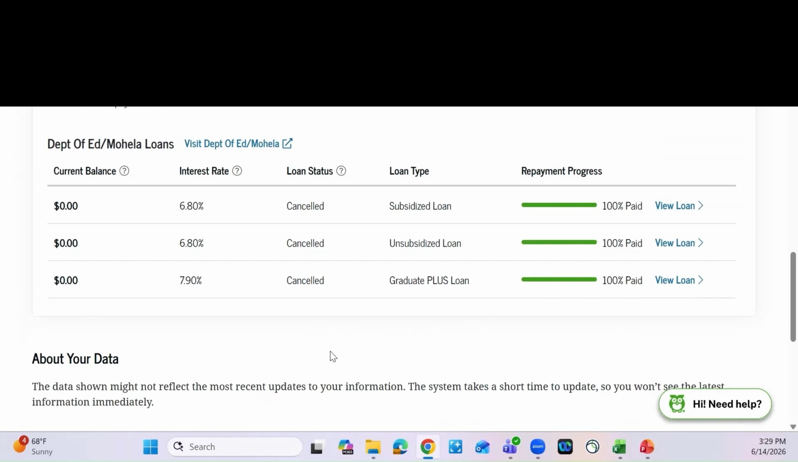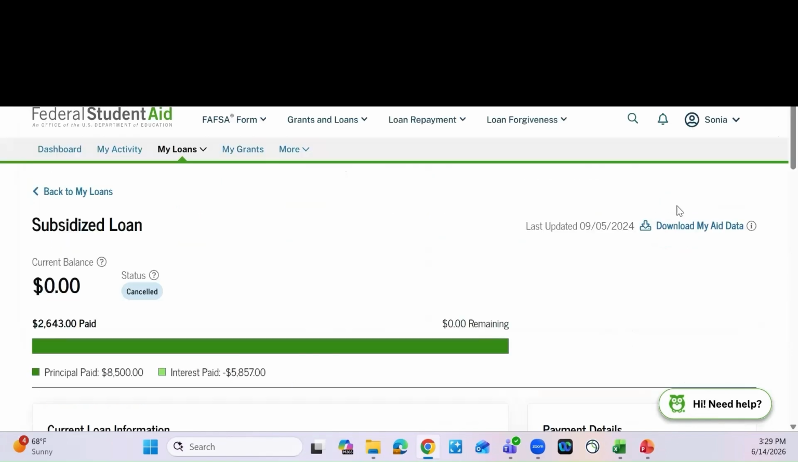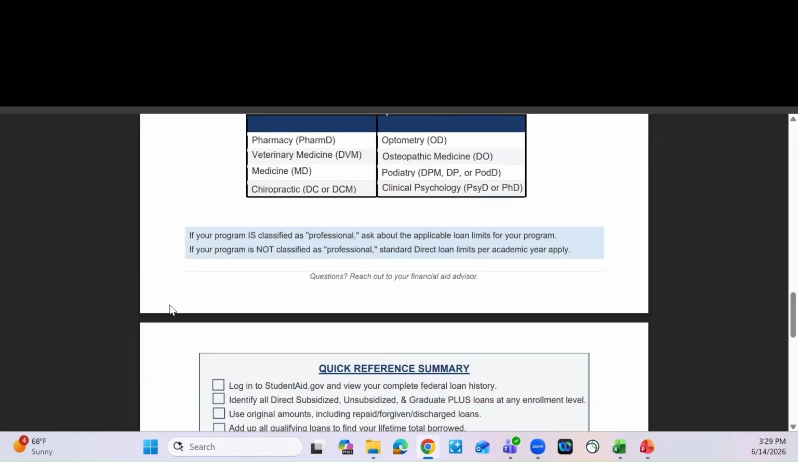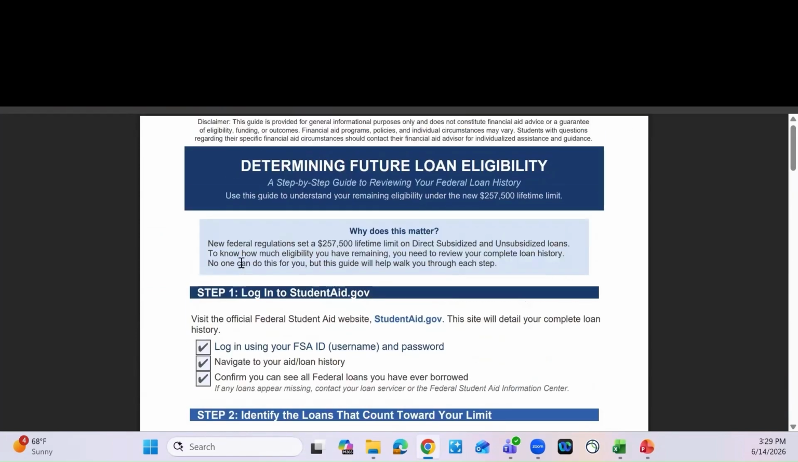When you click on View Loan at each of the rows, it will bring you to a page that will provide you with information on that particular loan type, your current balance, and the principal amount, which is the amount that you will need in order to calculate when determining your future loan eligibility. This handout is available on your institution's website under the Office of Financial Aid.